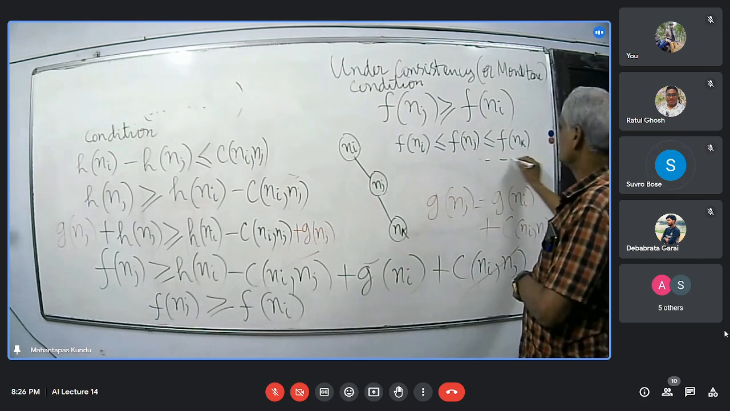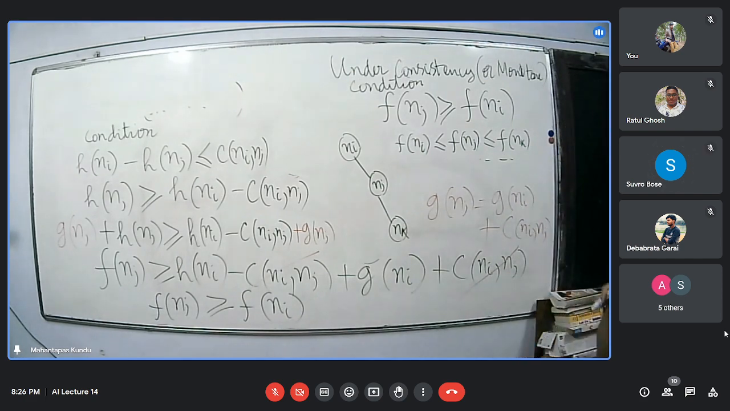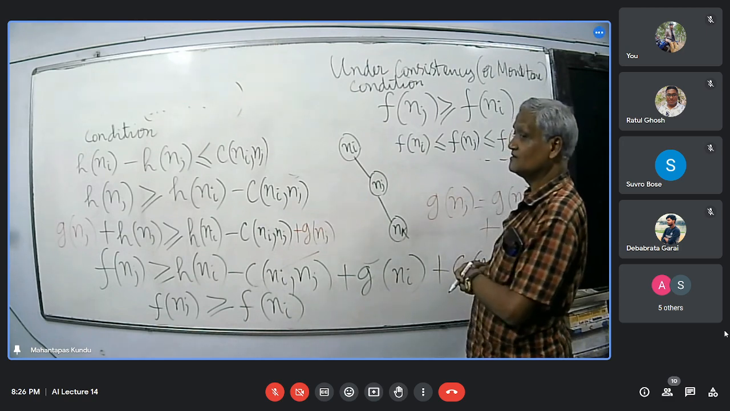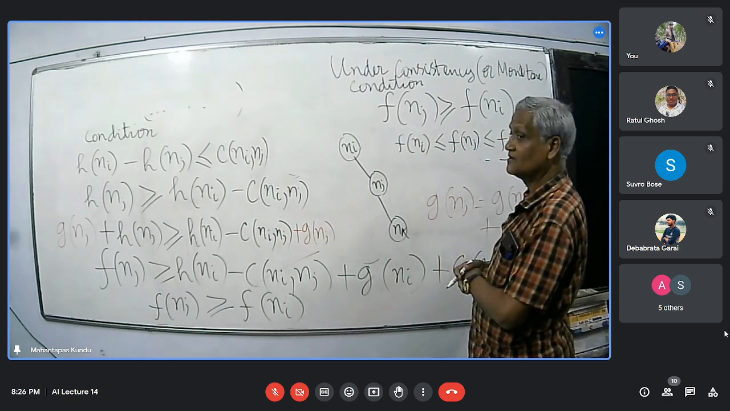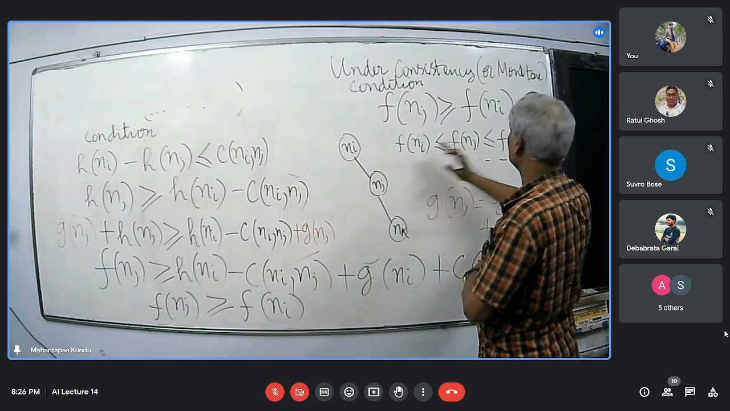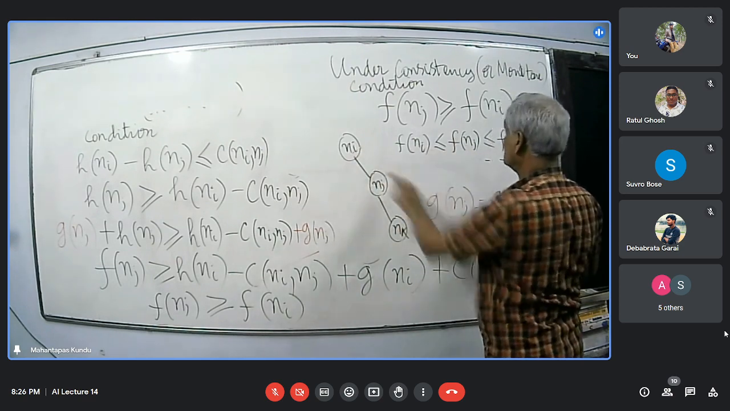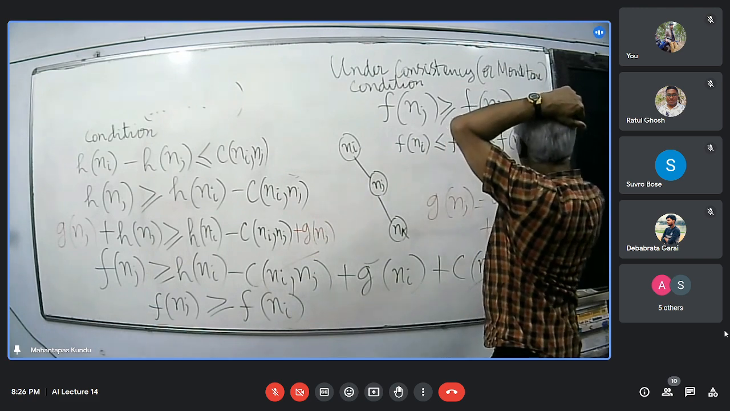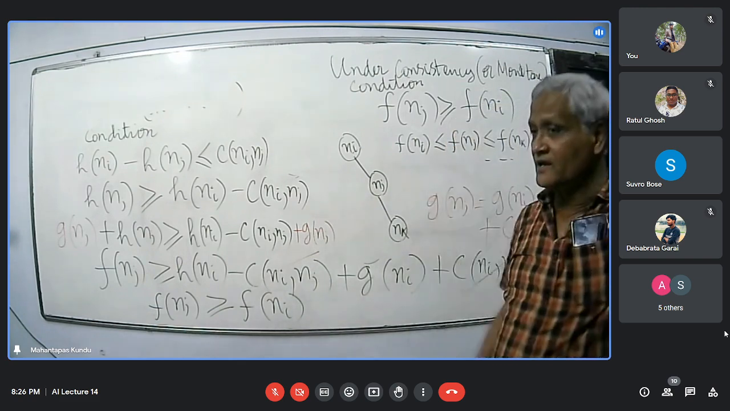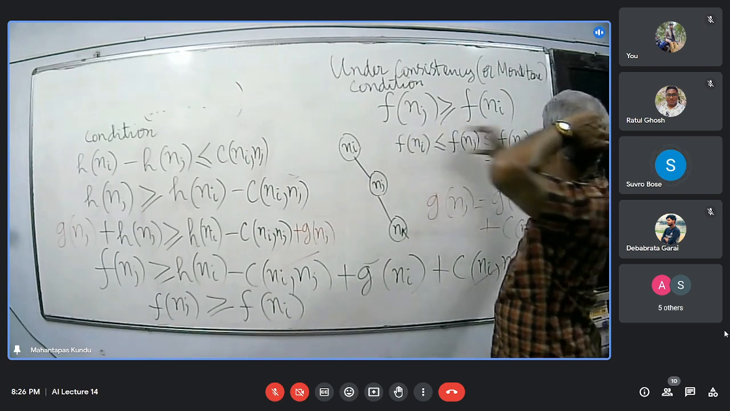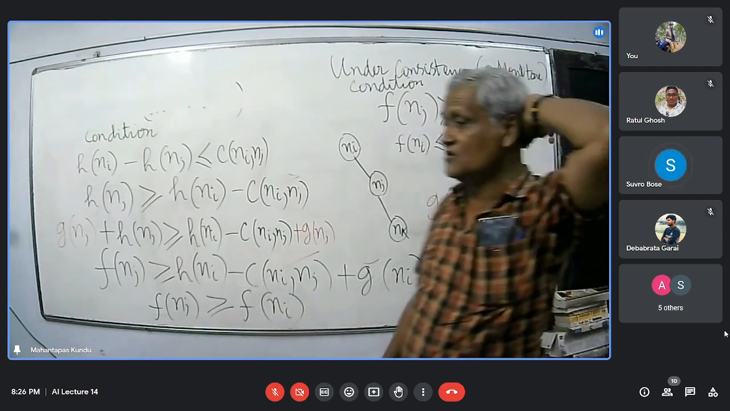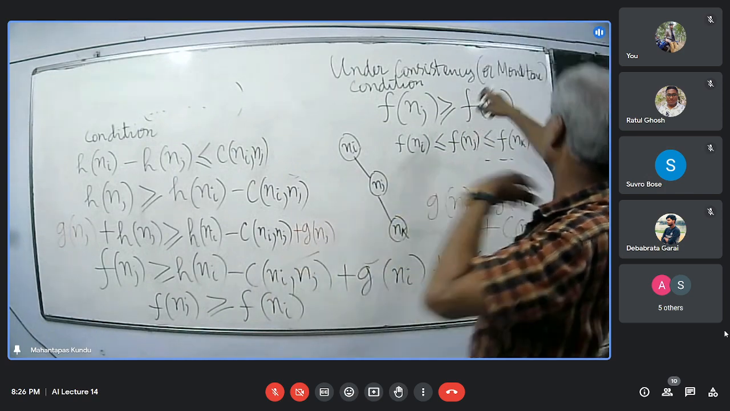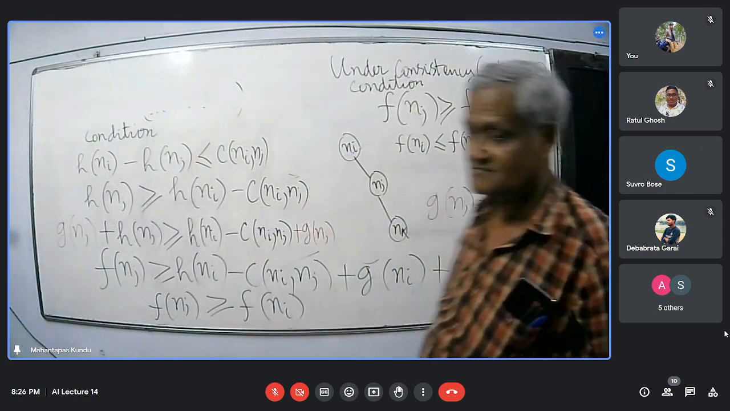So what are the f values doing? If you go far away from these nodes, the f values will be monotonically non-decreasing. It is greater than this, and greater than this. Right? So that's why it is called the monotone condition.